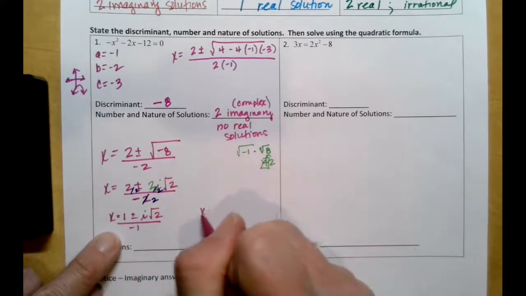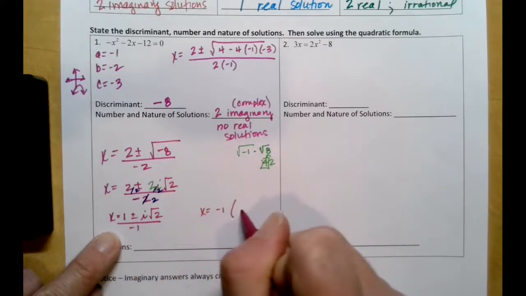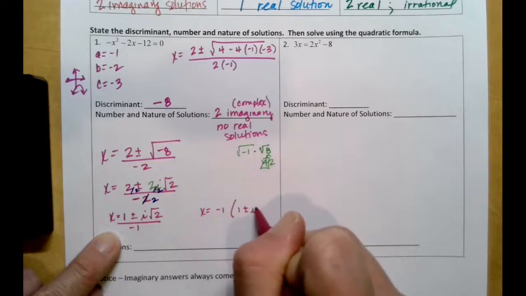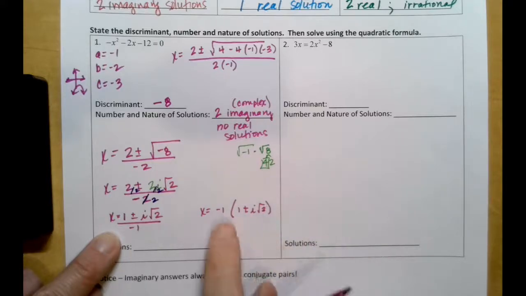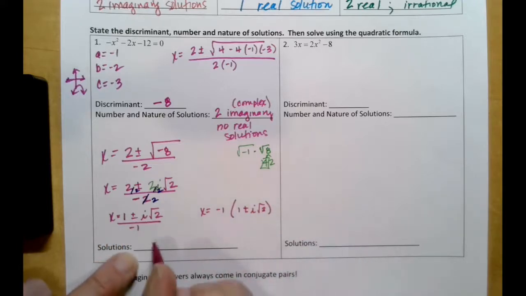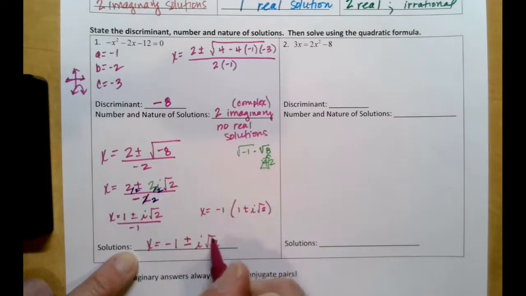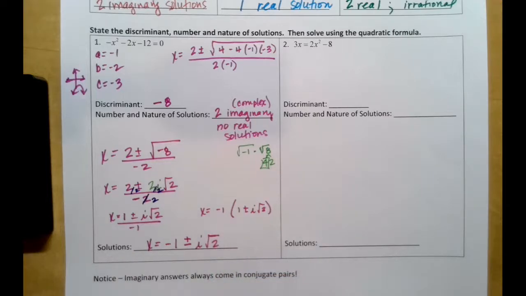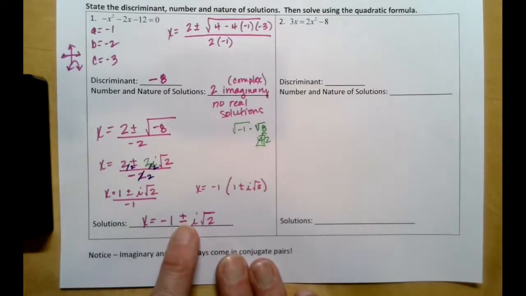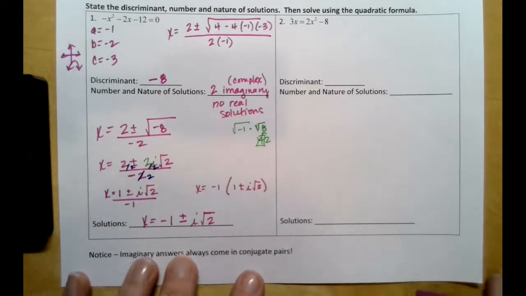You need to think about that -1 as being a coefficient outside that I need to distribute. So x is equal to -1. Now because I have plus or minus, it's not going to change the sign, i root 2. This note here says imaginary answers always come in conjugate pairs. This is what we call a conjugate pair, this plus or minus the i.